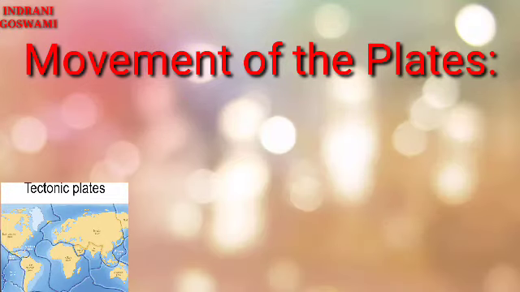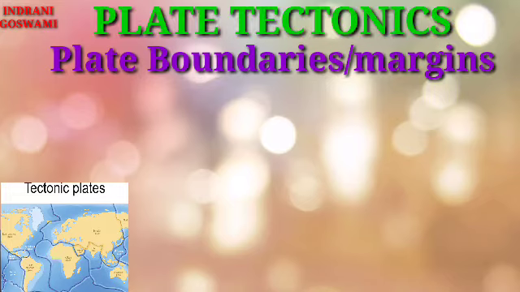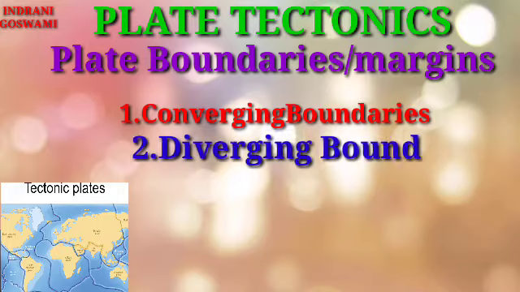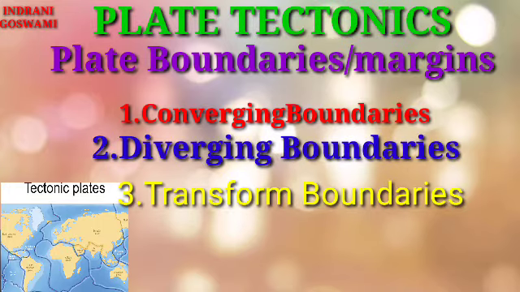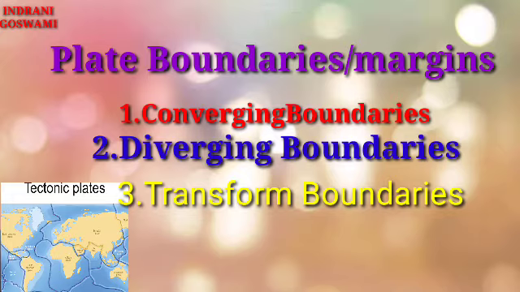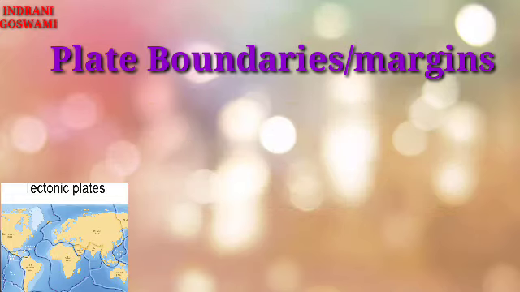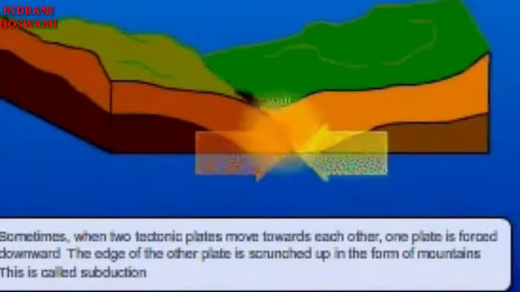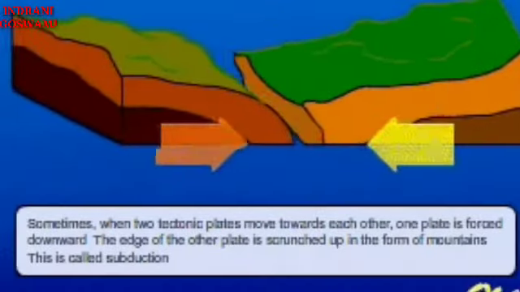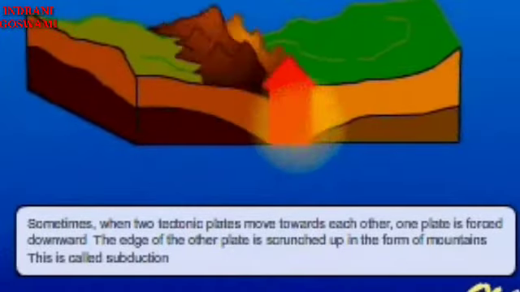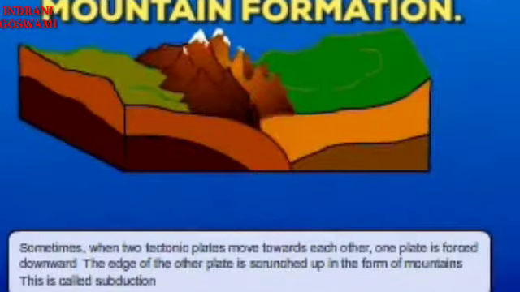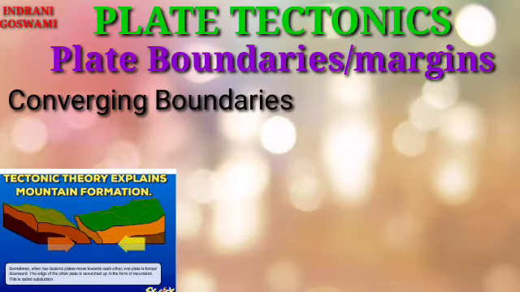Now let's understand what are the different plate boundaries or the margins. Number 1, there is converging boundaries. Number 2, diverging boundaries. Number 3, transform boundaries. So basically three types of boundaries or the margins are present. First we will discuss about the converging boundaries. Such boundaries come into being when two plates moving from opposite directions come close to each other. These plates are also known as convergent plates.